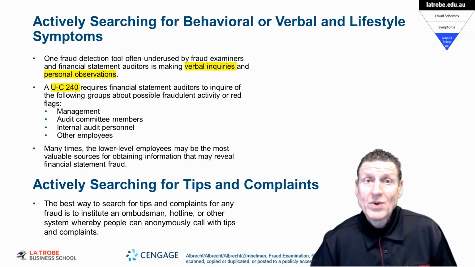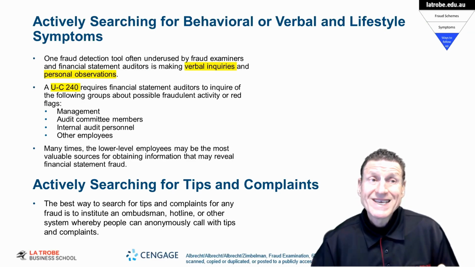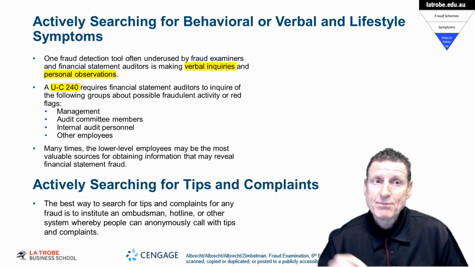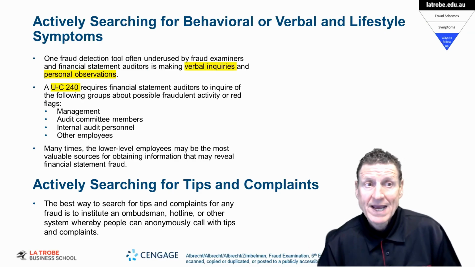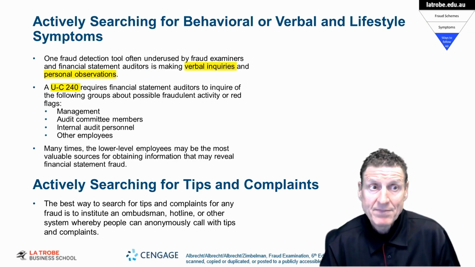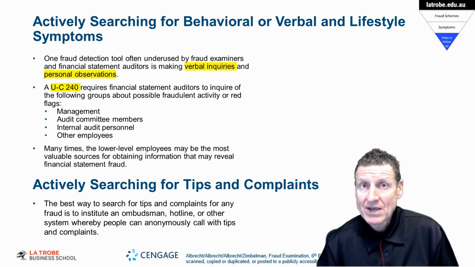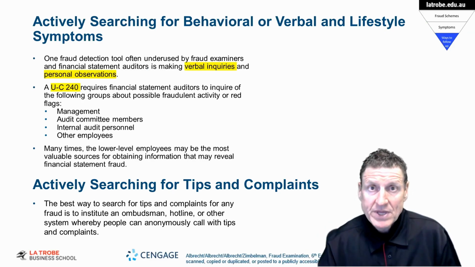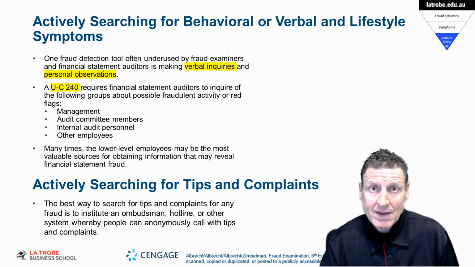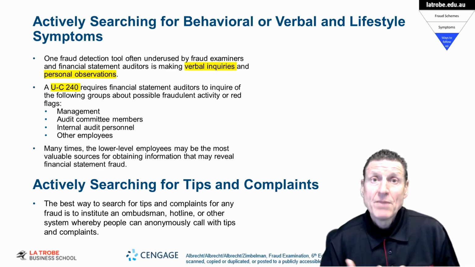When looking for behavioral and lifestyle symptoms, of course, we could use verbal inquiries and physical observations, and the UC 240 requires financial statement auditors to inquire of the following groups about possible fraudulent activity or red flags: management, the audit committee members, internal audit personnel, and other employees. Interview them, observe them, question them, give time a chance to reveal their behavior to you, and you might pick up something.